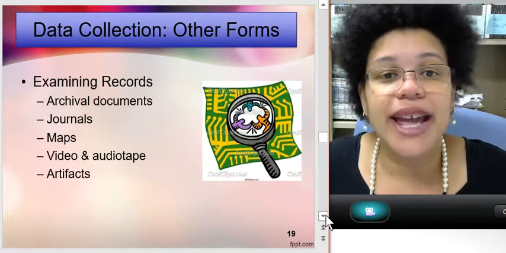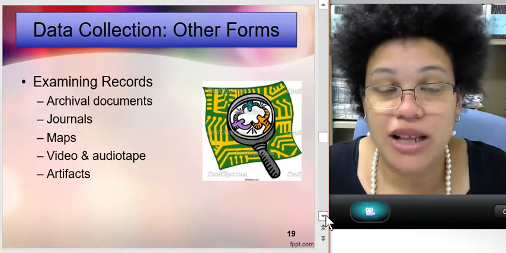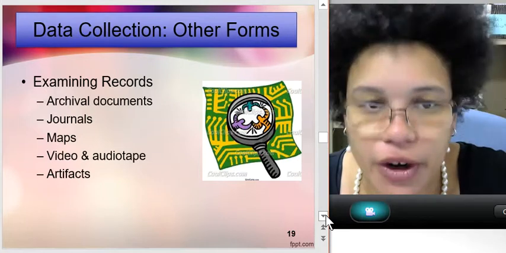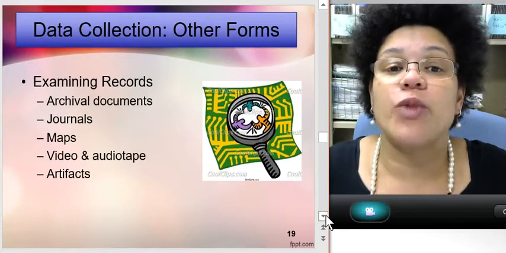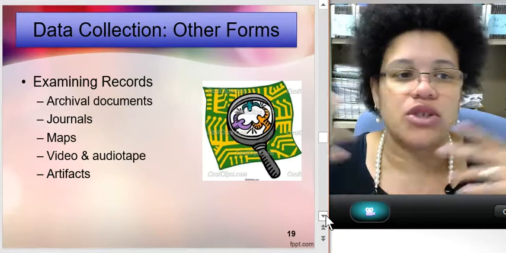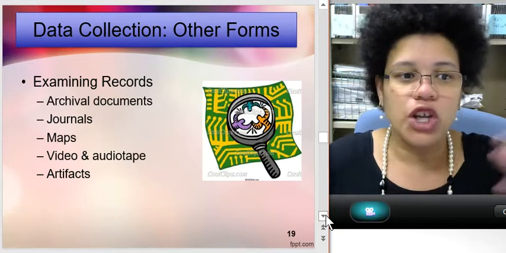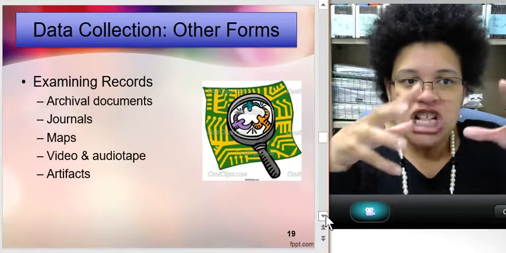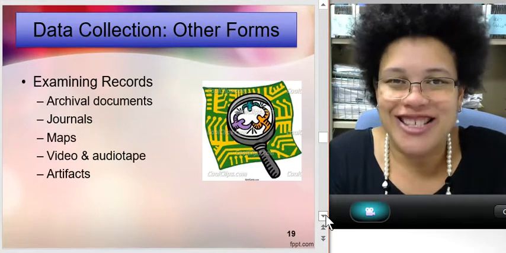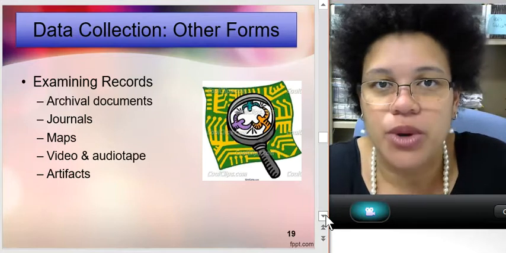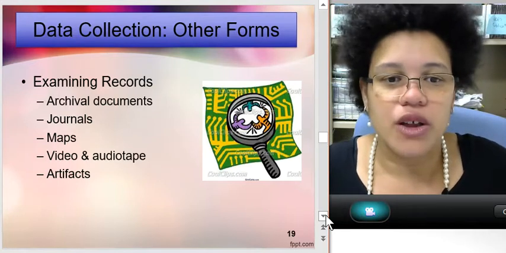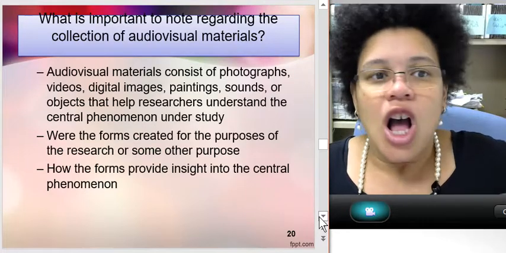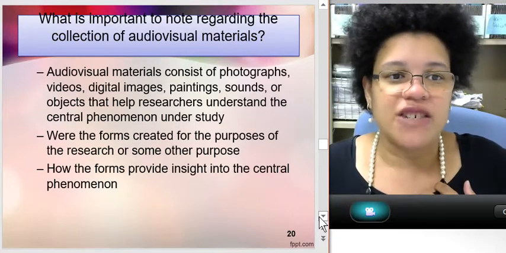Now, there are other ways of collecting qualitative data in addition to interviews and observations, which are the two primary ways. You can examine records or archival documents, journals, maps, video and audio tape, artifacts, like any kind of physical materials that are there that can help you learn about the answers to your research questions. Things to note regarding the collection of these materials.